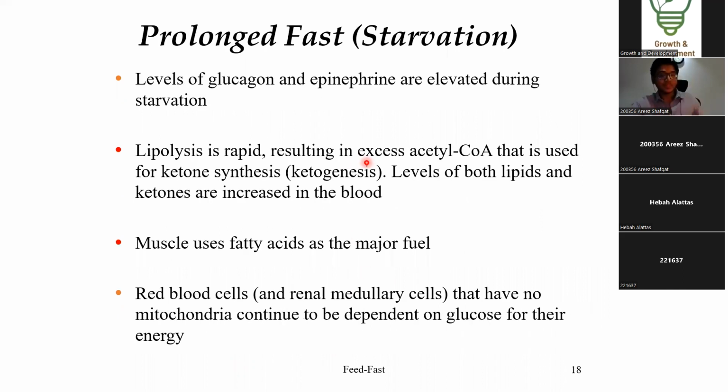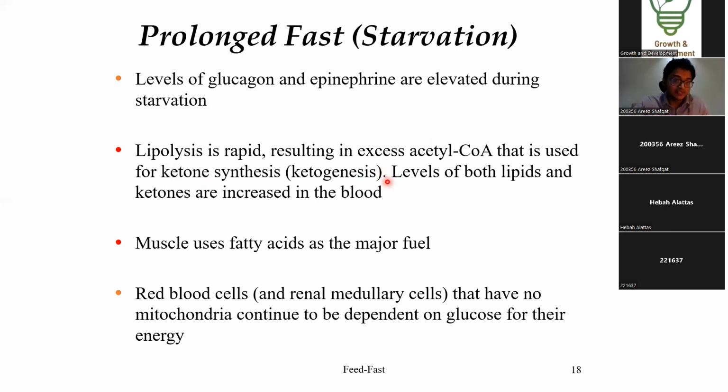Okay. Now, what happens if the fast is prolonged? Glucagon and epinephrine again are elevated. But you're generating excess acetyl-CoA, because you're breaking down a lot of fat, because you've been fasting for a long time. So lipolysis is occurring rapidly. So you have a lot of acetyl-CoA. A lot of acetyl-CoA causes formation of ketone bodies. Ketone bodies are only synthesized by the liver.